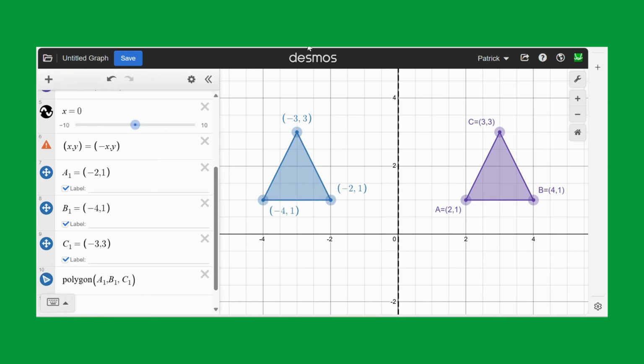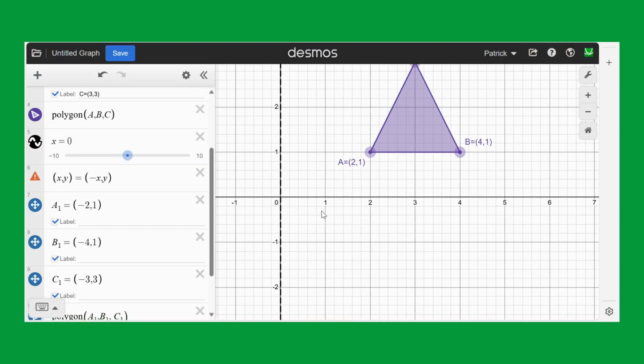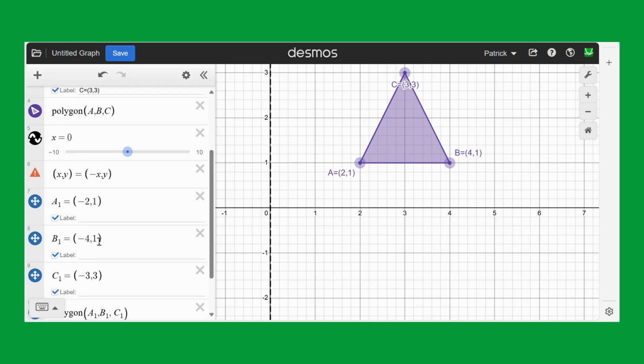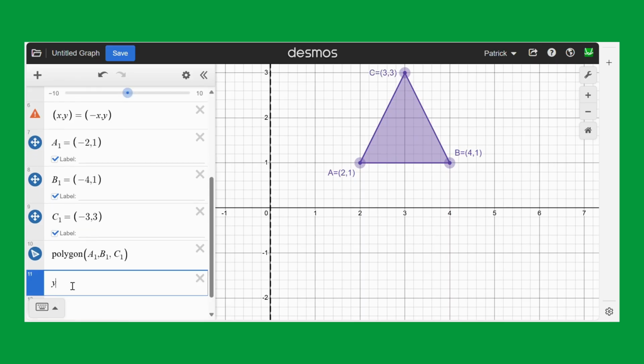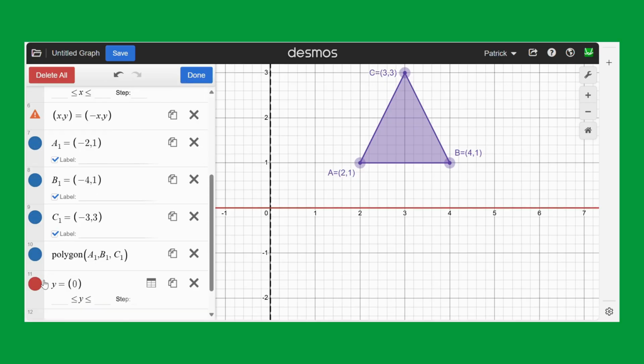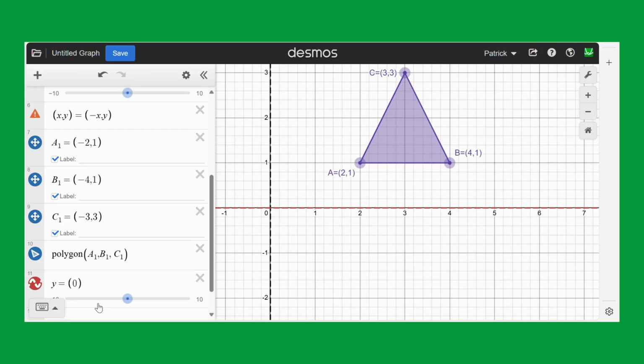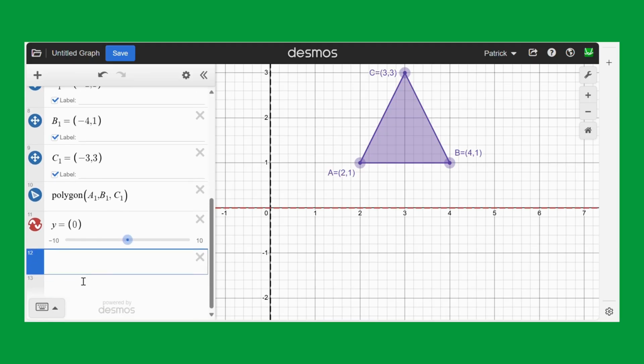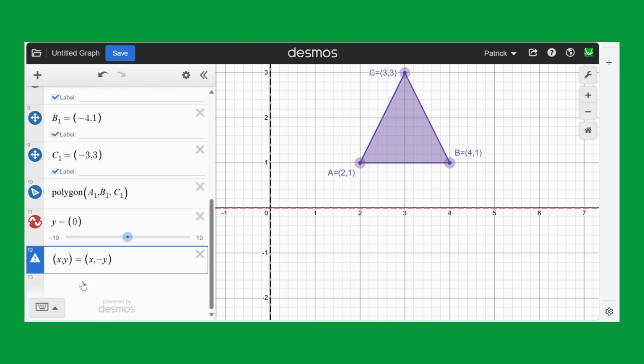Next, let's reflect our original triangle across the x-axis. On Desmos, the x-axis is the horizontal line where y equals 0. You can type y equals 0 into a new line to make it visible. For reflection across the x-axis, the rule is the y-coordinate of each point changes its sign, while the x-coordinate stays the same. So, (x, y) becomes (x, -y).